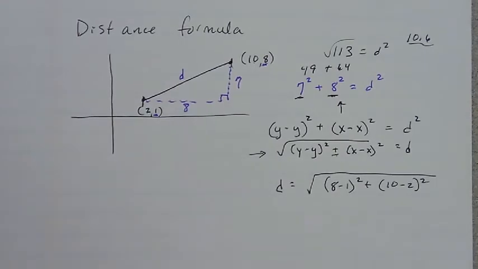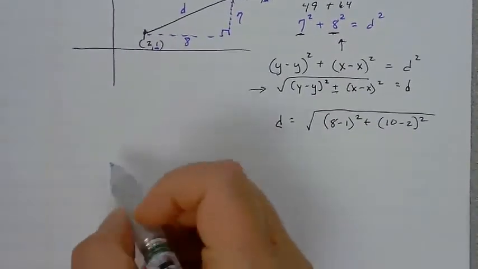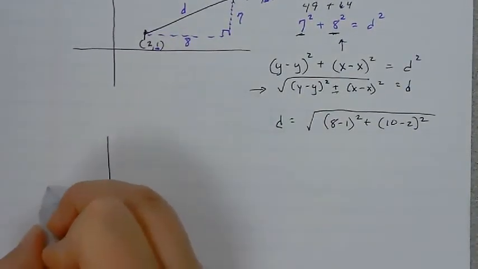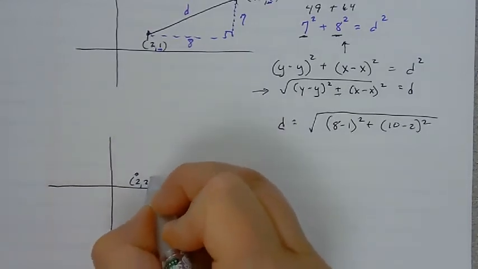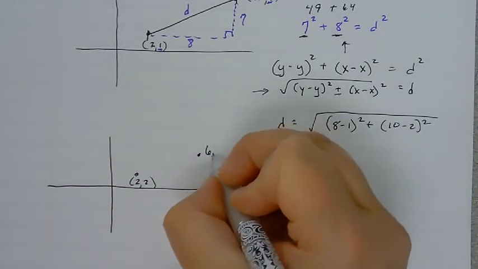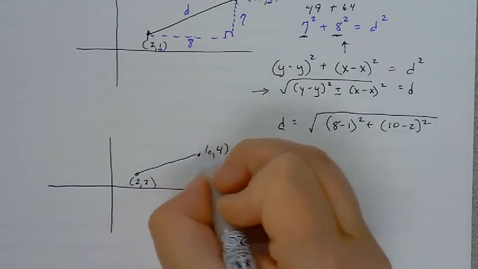So let's do an example of this using numbers. Let's just make something up here. Let's say we have a point at (2, 2) and a point at (6, 4). And I want to find the distance between the two.